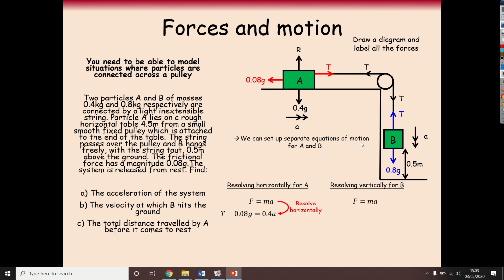There's the separate equation for B, so we can put that in as well. And don't make the same mistake I nearly did earlier. So A is going downwards, I'm going to resolve downwards. 0.8g minus the T equals 0.8 times a. Okay, put the equations together.